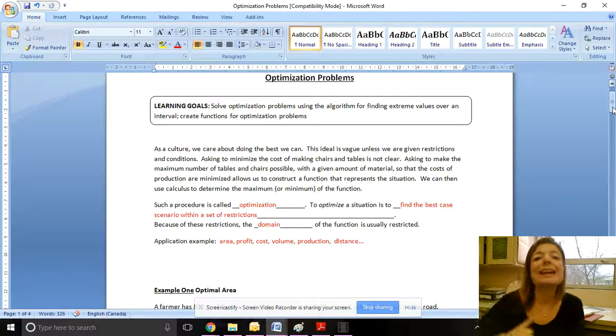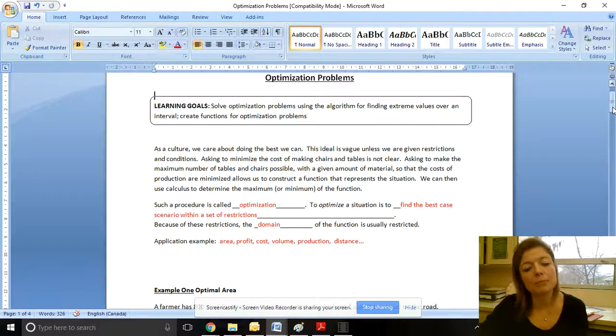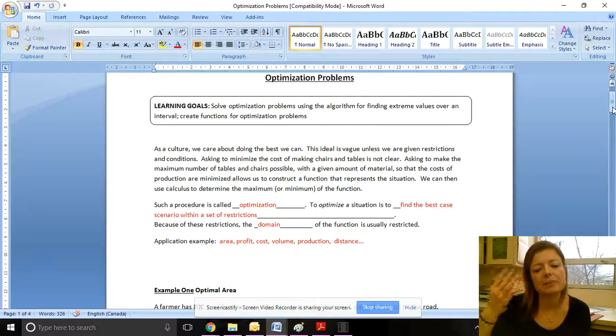So let's say I could ask you, for instance, to minimize the cost of chairs. Okay, you're making chairs and tables, and I want you to minimize the cost. Well, that's not clear because, like, do you want me to make the most that I can, or with the least amount of material, or are you trying to minimize production costs? Like, you have to be specific. So that's where restrictions come in. So we're going to say, for instance, given a certain amount of material, what's the most chairs you can make, or what for the least cost, things like that.